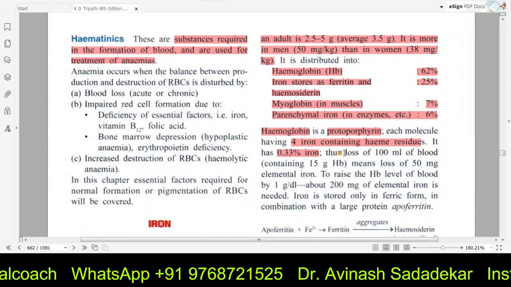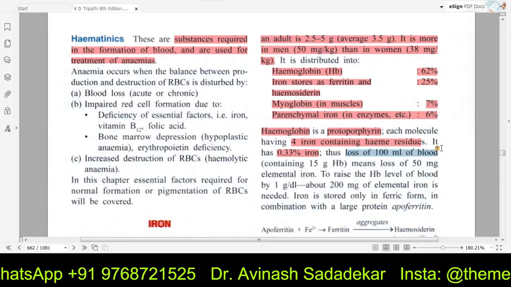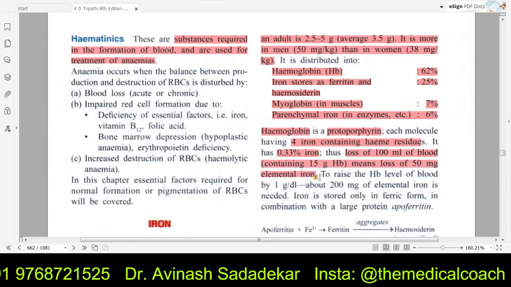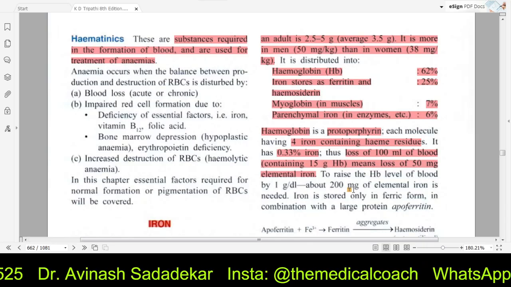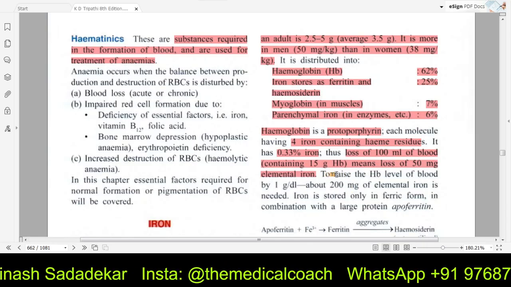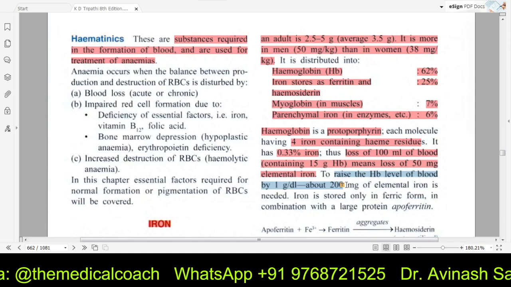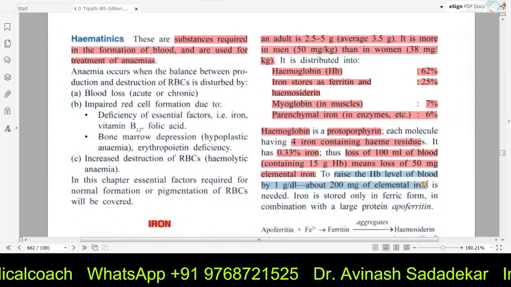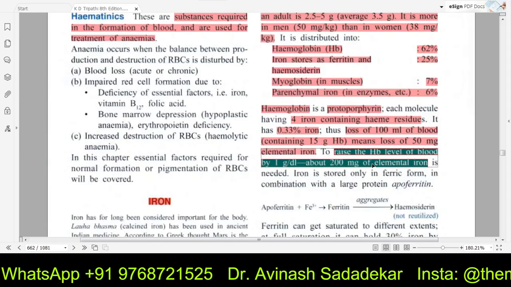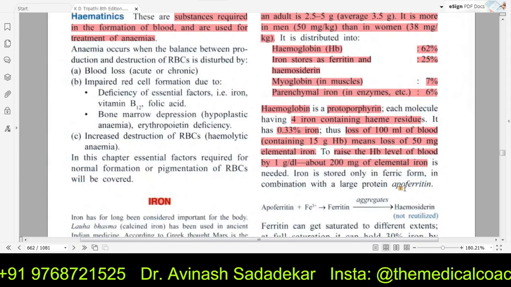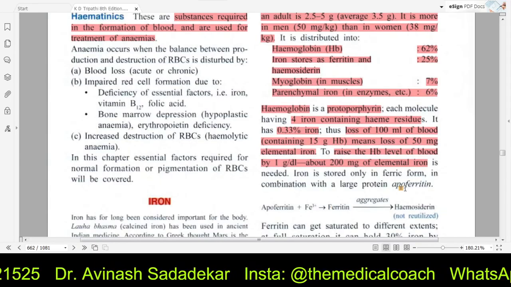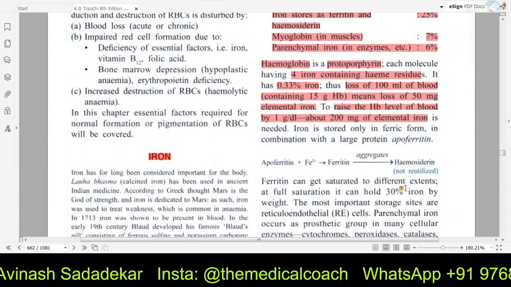So when someone loses 100 ml of blood, around 50 mg elemental iron is lost. Conversely, it means that to raise the hemoglobin level of blood by 1 gram per deciliter, you have to give at least 200 mg of elemental iron. Now this is important because we are going to use it while calculating the amount of iron to be given while treatment.